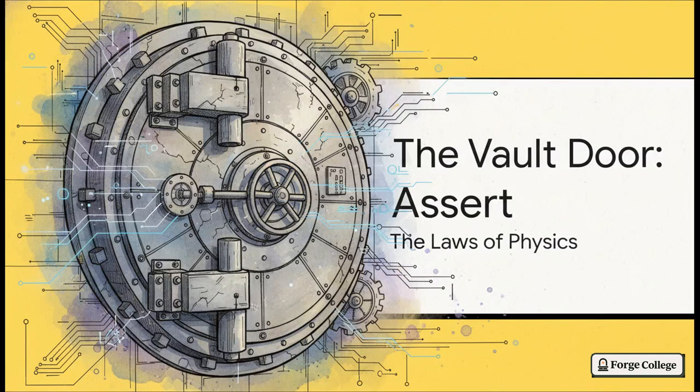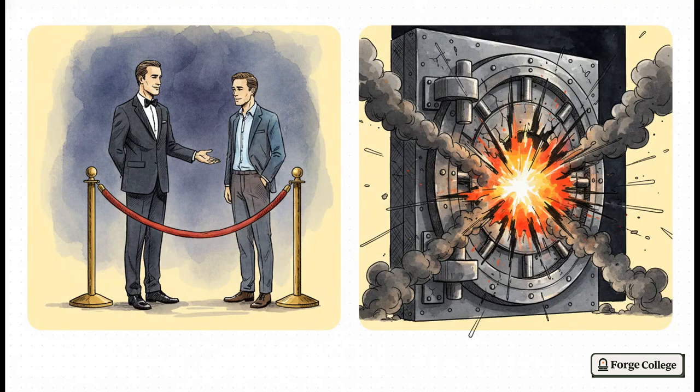Section 3. The vault door, assert. The laws of physics. Alright, so if require is the bouncer, assert is the heavy steel of the vault door itself. It represents the immutable laws of physics inside your contract. While require handles those external inputs with a polite bounce and a specific error message, assert is reserved strictly for internal invariants. What's an invariant? It's a condition that should literally never ever be false, unless there's a critical bug in your logic or maybe even the compiler itself. Because of that, you should absolutely never use assert to validate user input.